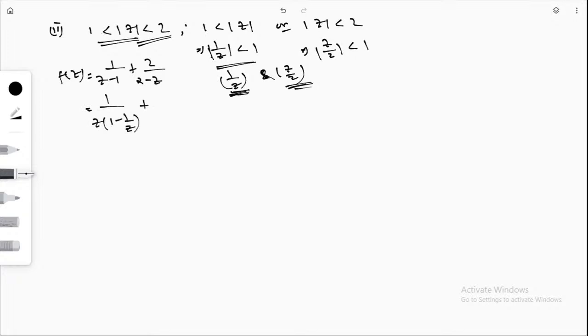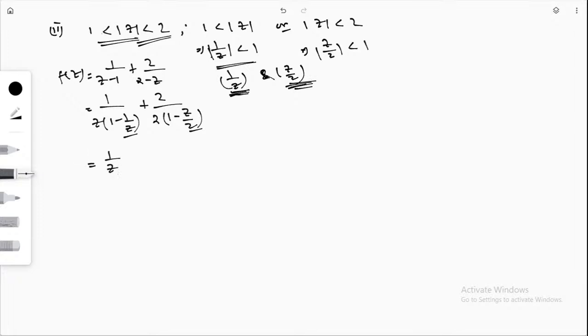Similarly, I have to get z by 2. So how will I get z by 2? If I take 2 common, then it will be 1 minus z by 2. Okay, so now I have 1 by z here and z by 2 here. So now you can proceed easily.